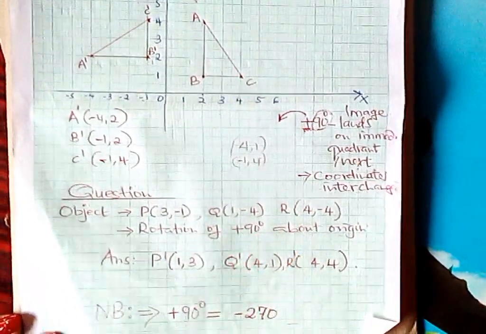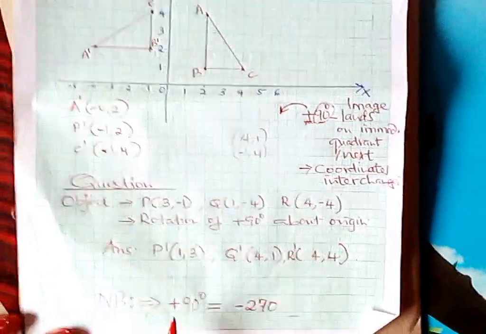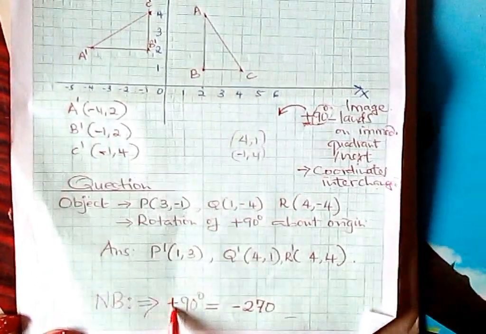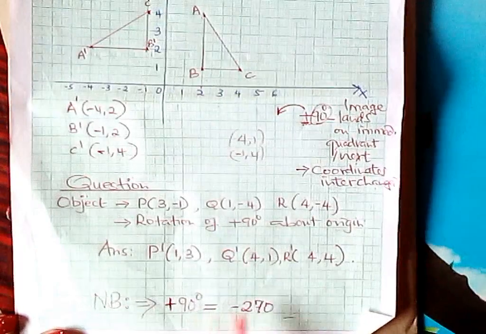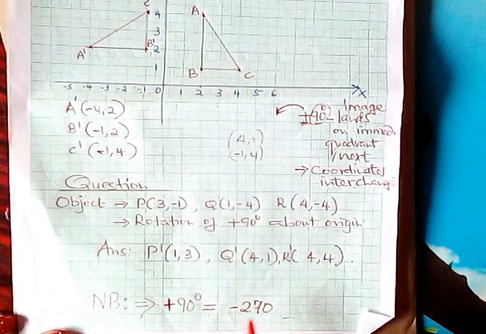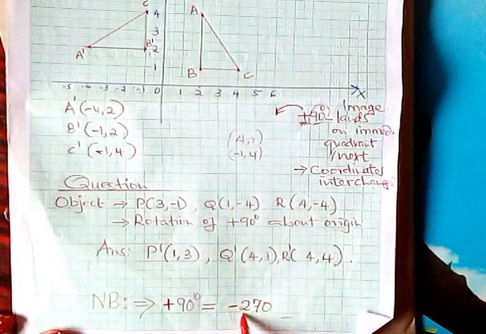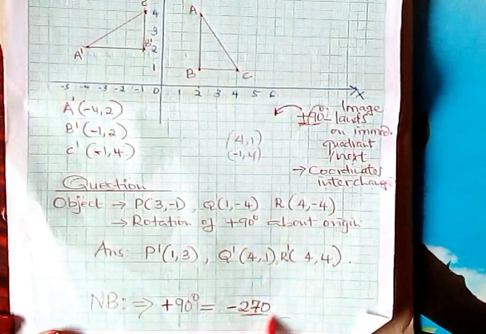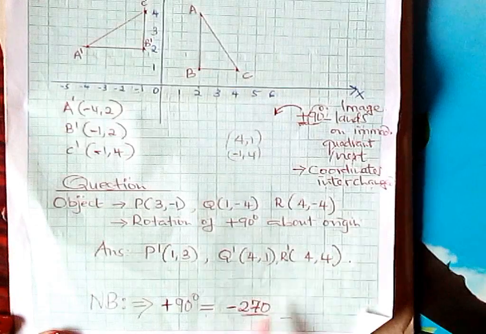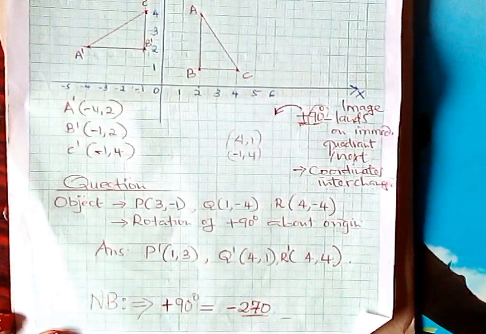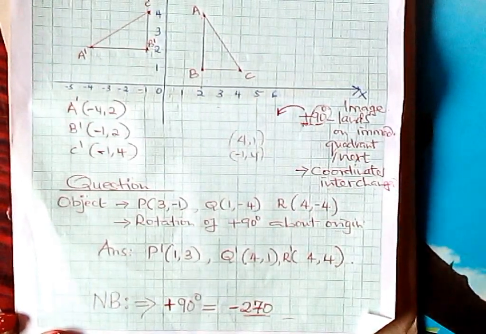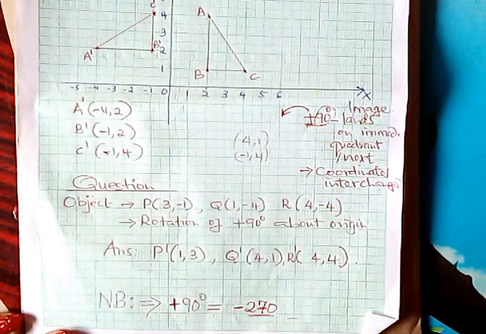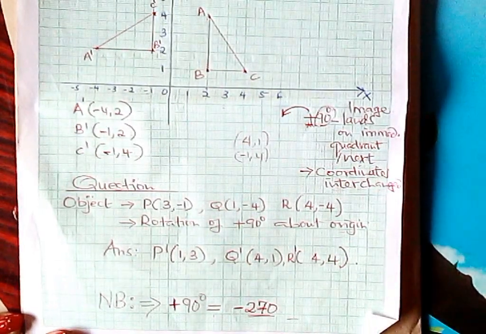There is also something that you need to note, that a rotation of positive 90 degrees is the same as a rotation of negative 270 degrees. So if you are told to do this rotation of negative 270 degrees, you just do the rotation of positive 90. So go and practice, learner, until you internalize this skill.